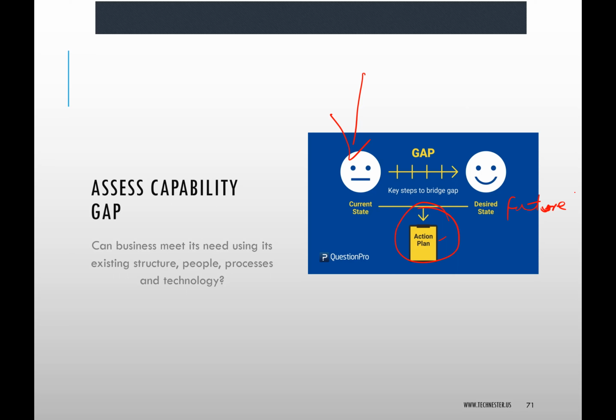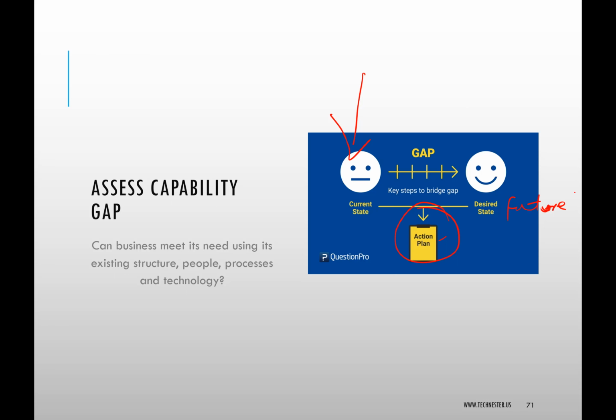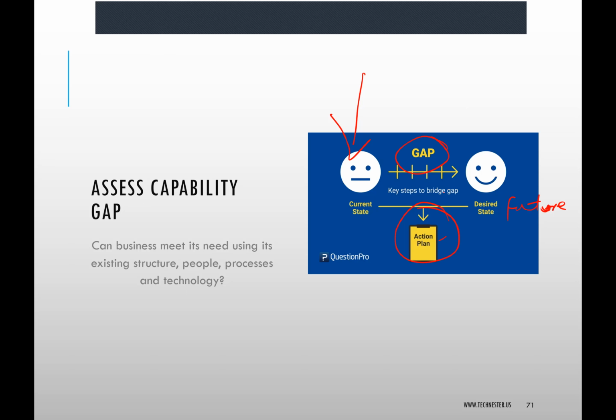Right. In some cases, maybe you don't really need to do much. In some cases, there may be several things to do. So this part of the project, this part of strategy analysis is where you discover the gap and start coming up with an action plan, which is really your strategy. This part is very important.